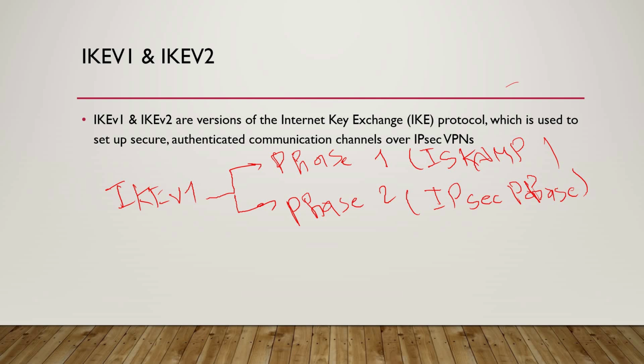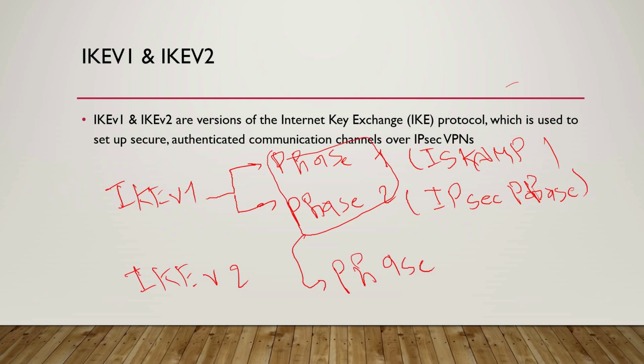This is about IKE version 2. If we move now to IKE version 2, it combines these two phases, phase 1 and phase 2, into one phase. So if we compare IKE version 1 and version 2, it only combines two phases into one phase. This is the difference between IKE version 1 and version 2.